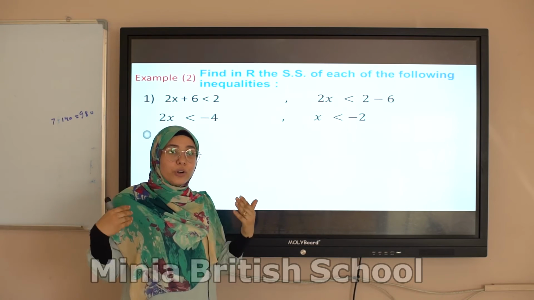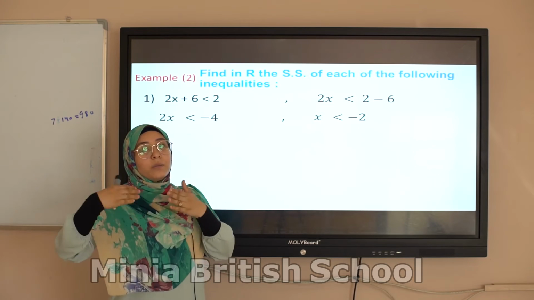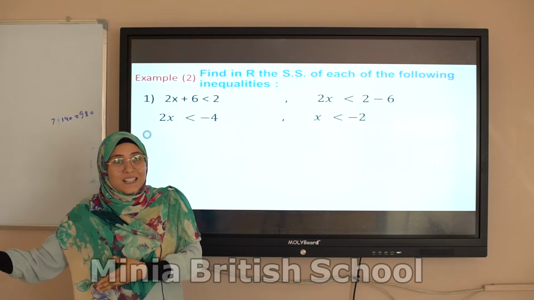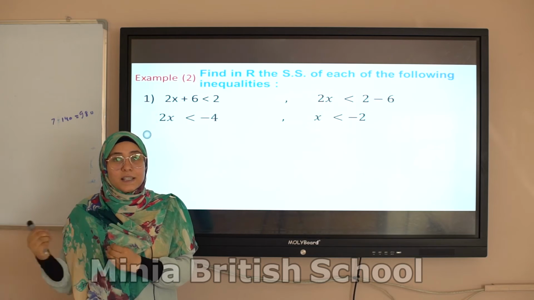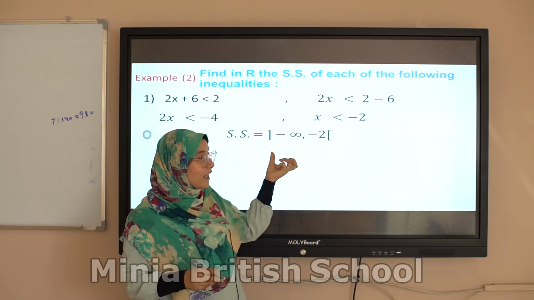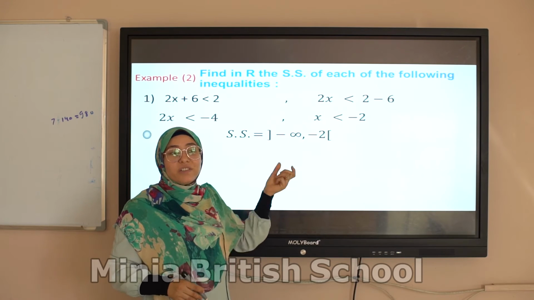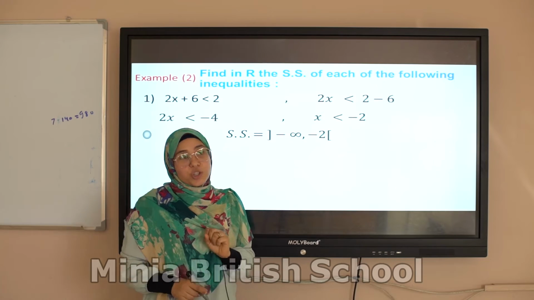And I said before, the solution set of the inequality in R is written as an interval. So the solution set here is negative infinity, negative 2, what? Open interval, negative infinity, negative 2.